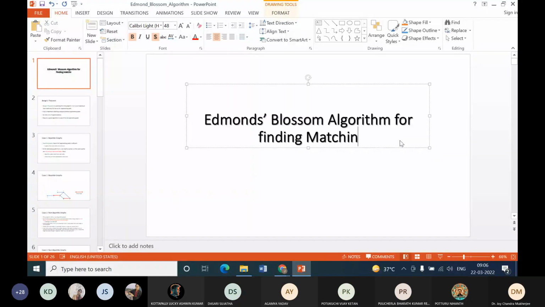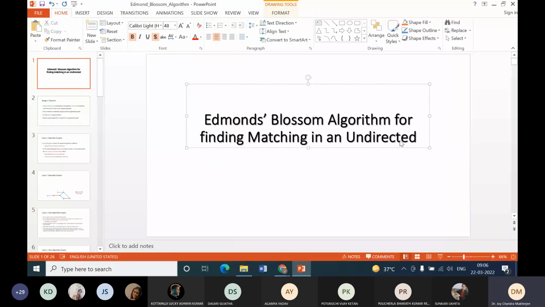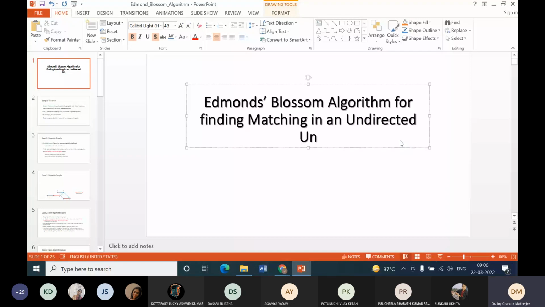Matching in any undirected graph. Undirected, unweighted graph, sorry. Direction doesn't matter actually, so it is unweighted.